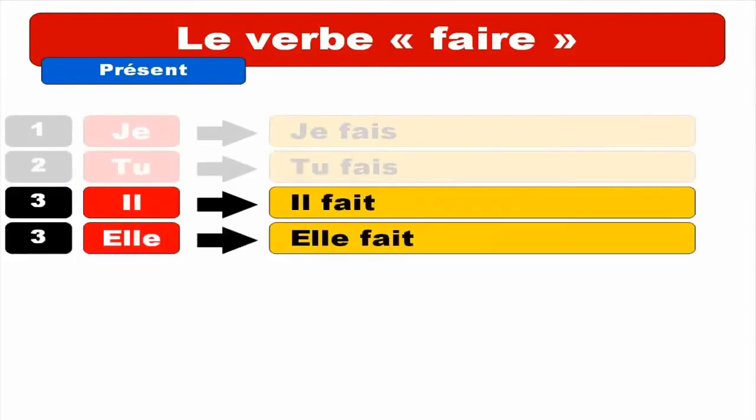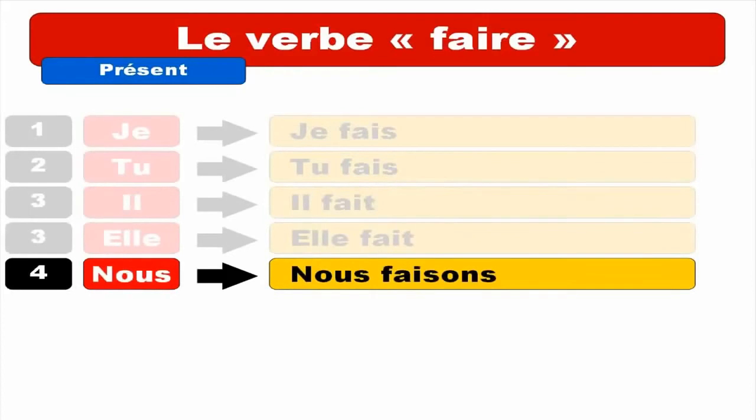Then comes il masculine and elle feminine. So il fait. Same pronunciation, the final T is not pronounced. Il fait. Repeat. Il fait. Then feminine form, elle fait. Same thing, final T is not pronounced. Elle fait. Repeat. Elle fait.